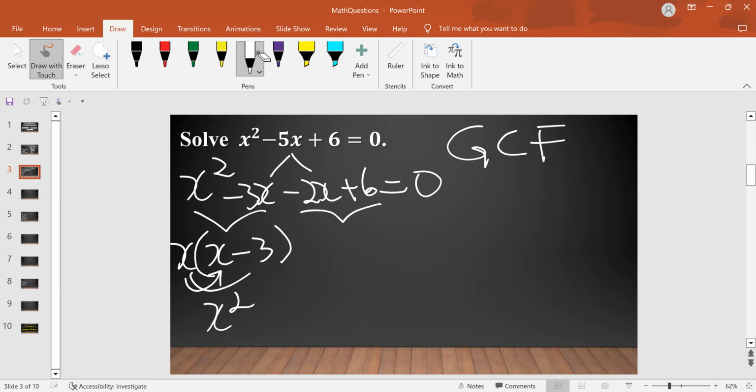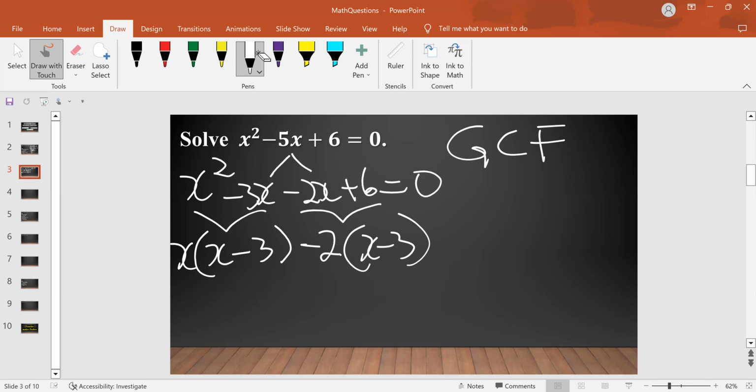You take the same x and multiply by negative 3, that gives you negative 3x. And yes, that is our original expression. Okay, we continue. Now you have a negative 2x, so the other two terms, negative 2x plus 6, you will factor this. So the GCF here will be negative 2.